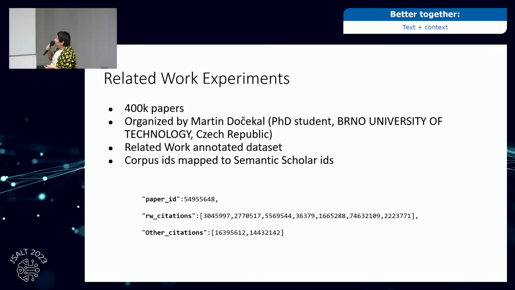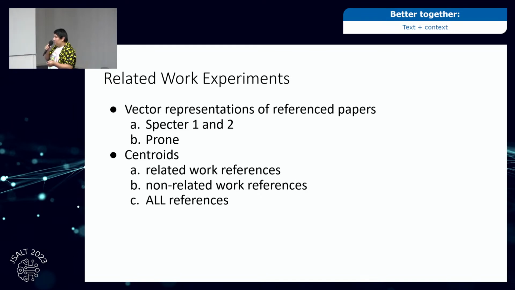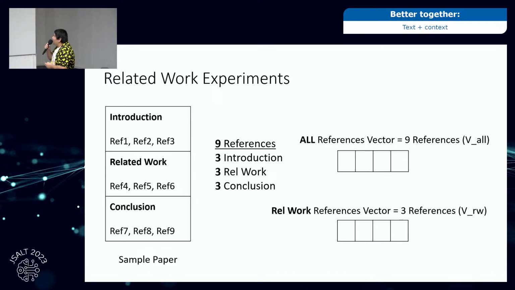Well, in the second experiment, we use not only one paper, but 400,000 papers. This file was organized by Martin. This corpus is mapped to Semantic Scholar IDs. Using SPECTER and PRONG models, we get the centroid using related work and non-related work references. These graphs show examples of the reference vector. BOL is the centroid vector using all references, and BRW is only the related work vectors.